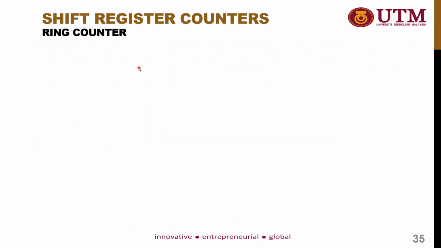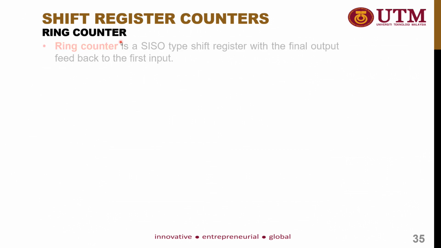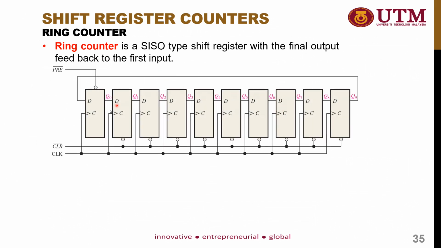Now, we go through the first shift register counter, which is the ring counter. So what is actually a ring counter? A ring counter is a SISO type shift register with the final output fed back to the first input. As you can see here, this is the logic circuit of the ring counter. From this circuit, you can see the final output is being fed back to the first input.